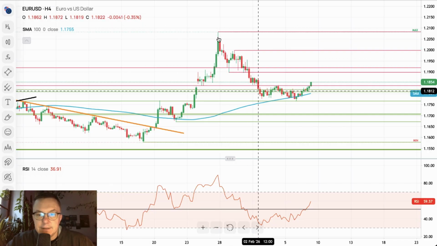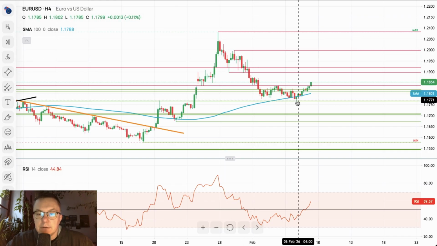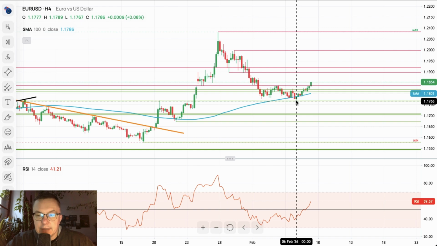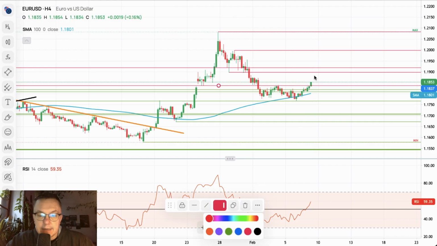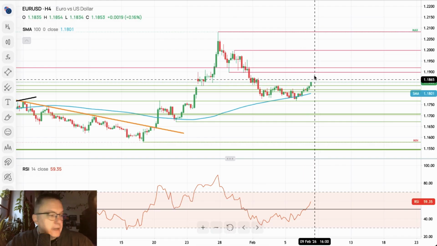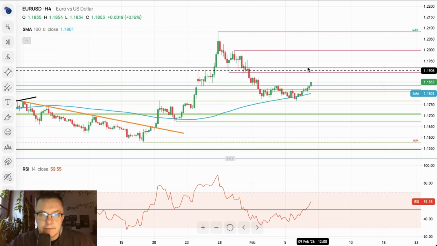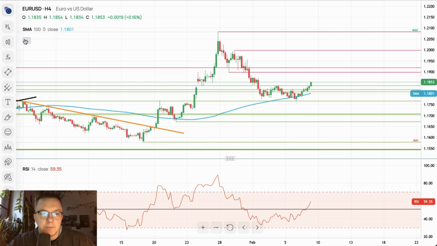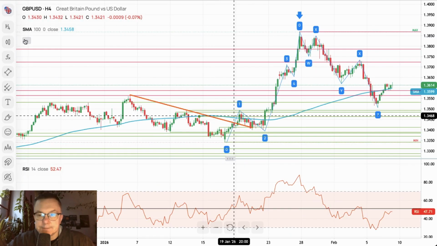Then A, B, C, maybe some other complex correction that looks to be completed here, roughly around the technical support at 1.1767. And now, if this movement to the upside is strong enough, we might see some sort of the next leg, impulsive leg creation. So now we can see movement to the upside in form of the 1.1896 next technical resistance, 1.1920 next technical resistance. So if we hit those two levels, the situation might be very, very clear for the bulls. It needs to be done with a nice momentum, of course.